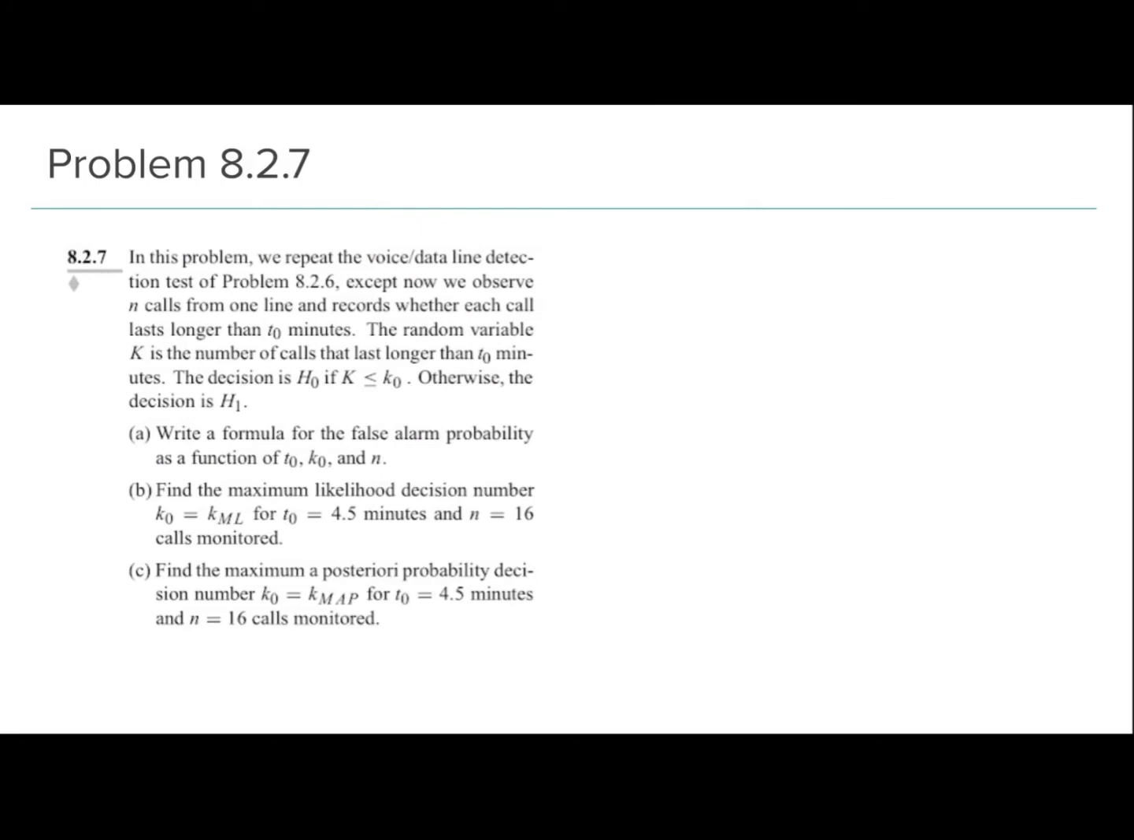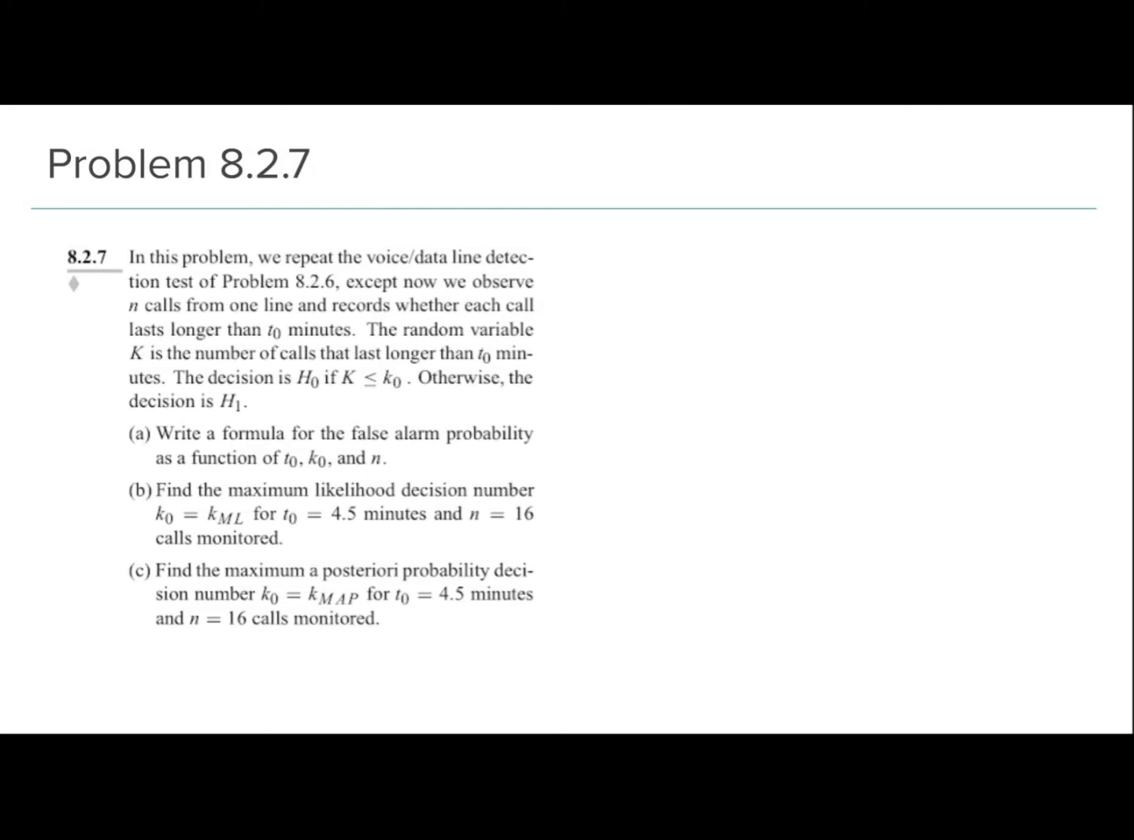Right, so the next problem is problem 8.2.7, and the question says, in this problem, we repeat the voice data line detection test of problem 8.2.6, except now we observe n calls from one line and record whether each call lasts longer than t0 minutes. The random variable K is the number of calls that last longer than t0 minutes. The decision is H0 if K is less than or equal to k0, otherwise the decision is H1.